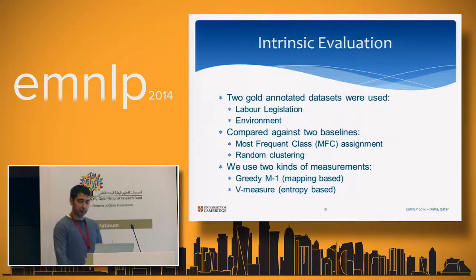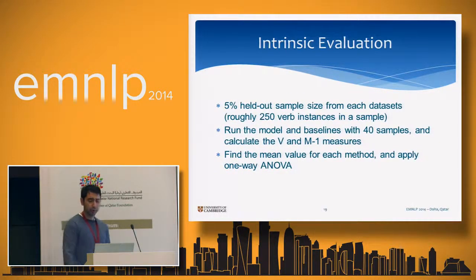For the intrinsic evaluation, we have two gold annotated data sets: labor legislation and environment. We compared against two baselines, most frequent class and random clustering. We used two commonly used measurements: the greedy many-to-one, which is a mapping based measurement, and the V-measure, which is entropy based. We take a 5% held out sample from each data set. We run the model and the baselines with 40 samples, then calculate the V and M1 measures, and then we run a one-way ANOVA.